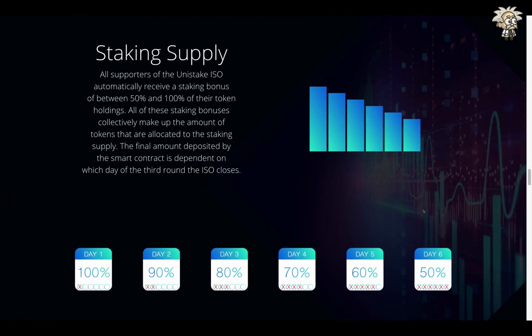Staking supply. All supporters of the Unistake ISO automatically receive a staking bonus of between 50% and 100% of their token holdings. All of these staking bonuses collectively make up the amount of tokens that are allocated to the staking supply. The final amount deposited by the smart contract is dependent on which day of the third round of the ISO closes.